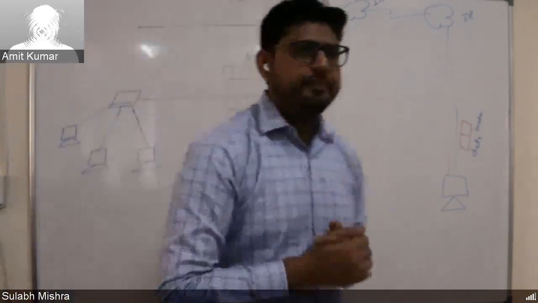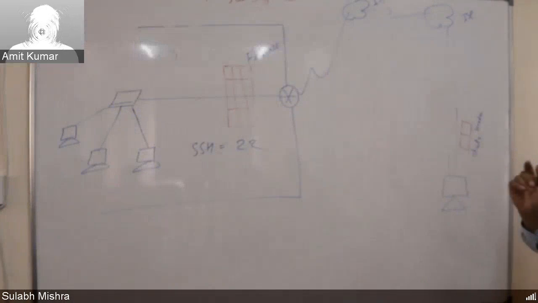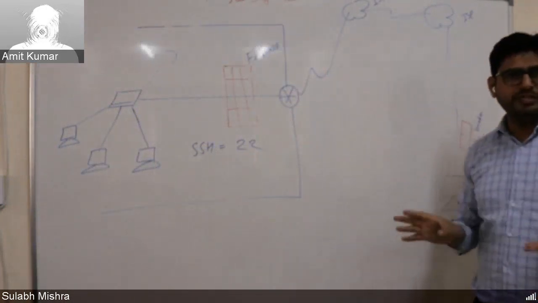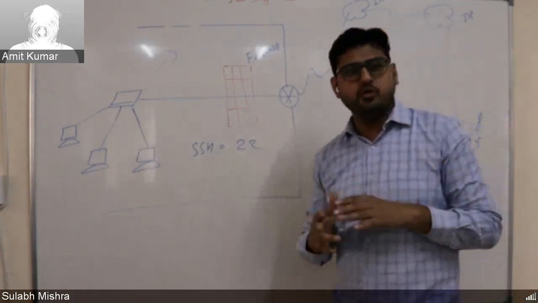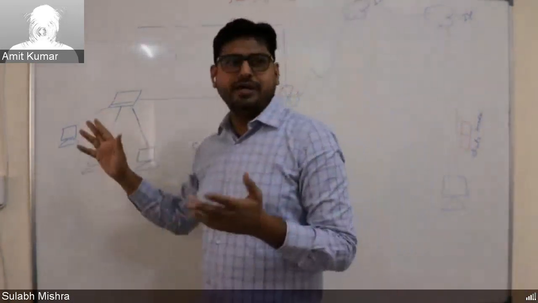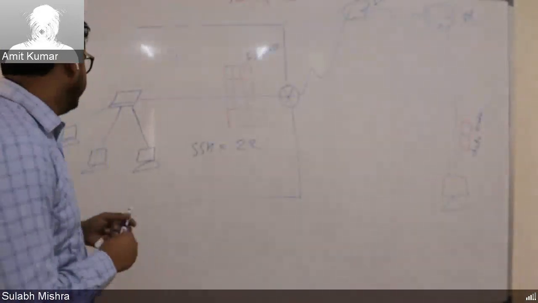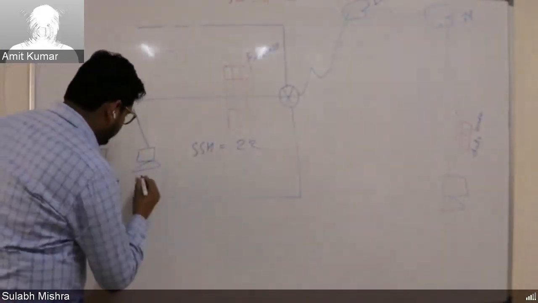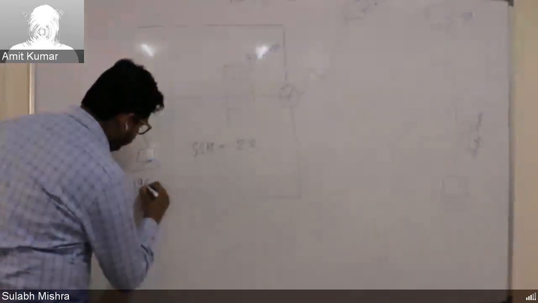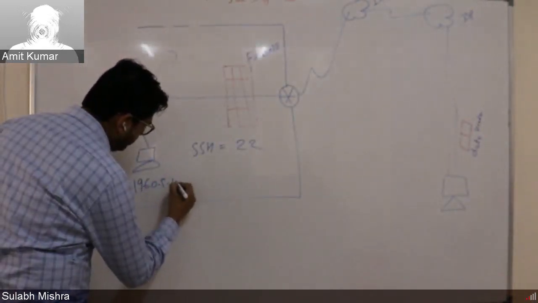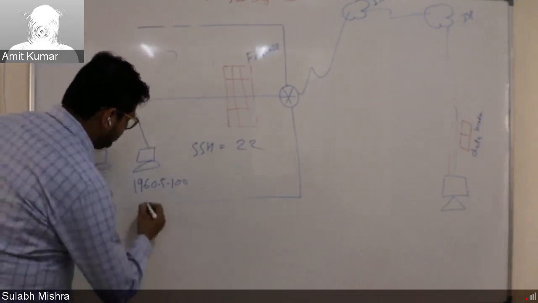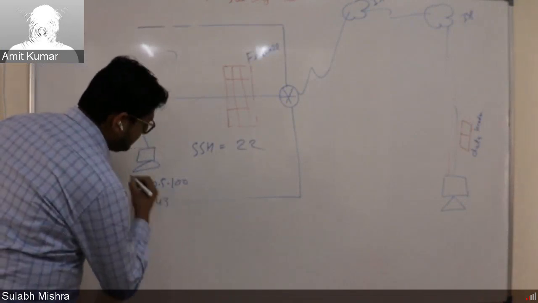Now I was talking about packets, right? Packets have two parts, header and data. The header contains the source information: what is the source IP, what is the source port, what is the destination IP, and what is the destination port. Let's say I'm hosting Facebook here at 196.0.5.100, and the port number is 443.